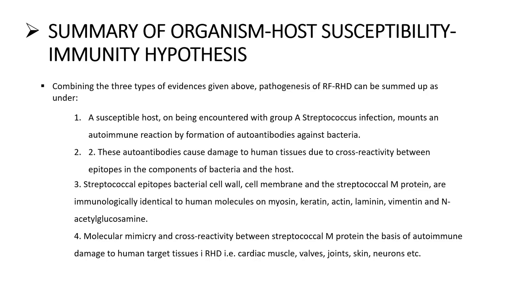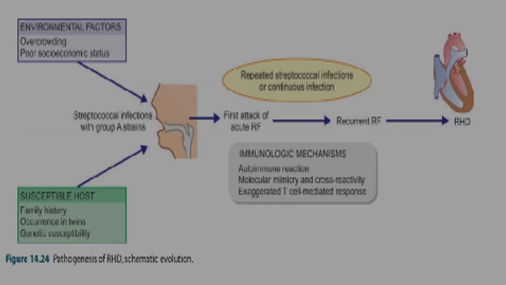Third, streptococcal epitopes, bacterial cell wall, cell membrane, and the streptococcal M protein are immunologically identical to human molecules such as myosin, keratin, actin, laminin, vimentin, and N-acetylglucosamine. Fourth, molecular mimicry and cross-reactivity between streptococcal M protein is the basis of autoimmune damage to human target tissue, in rheumatic heart disease: cardiac muscle, valves, joint, skin, brain, etc. This is a diagram of the pathogenesis of rheumatic heart disease.